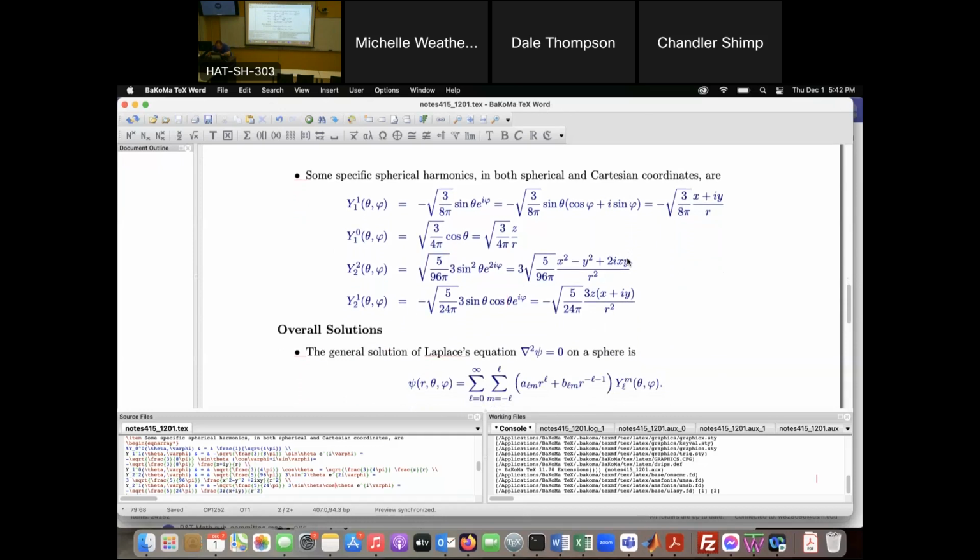Now, the key use of spherical harmonics is to express solutions of PDEs such as the Laplace equation or Helmholtz or Schrödinger's equation. The idea is you express your general solution as a linear combination of spherical harmonics, and the coefficients of the spherical harmonics in your expansion are relatively easy to get because spherical harmonics are chosen to be orthonormal.